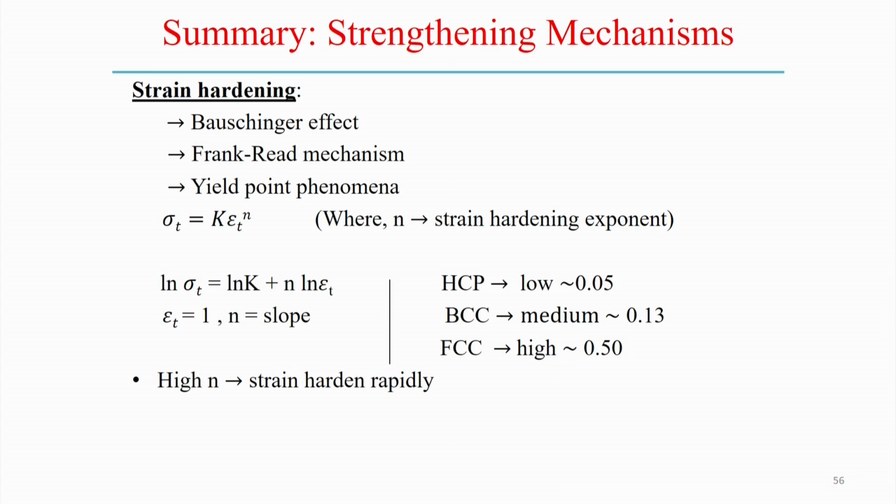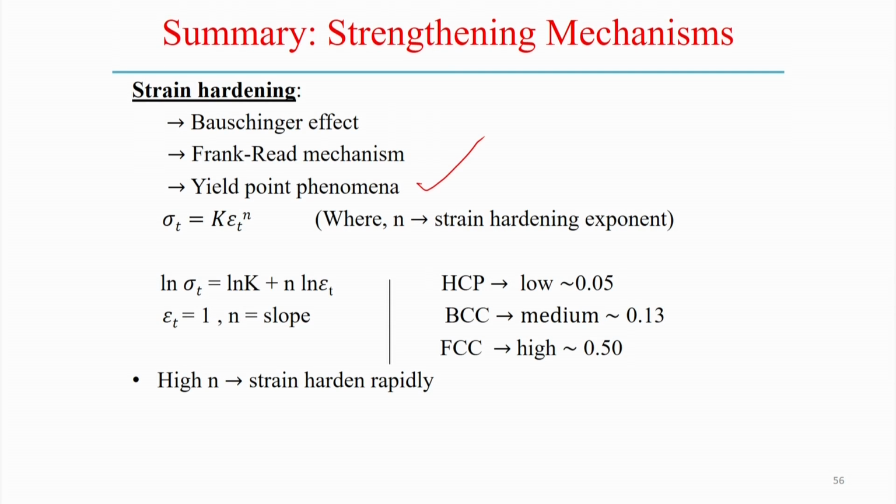Now, on strain hardening, we have discussed the Bauschinger effect and the Frank-Read source as a dislocation generation mechanism. We have already discussed the mechanism of the Frank-Read source. The yield point phenomenon we discussed mainly with reference to the presence of interstitial sites in the structure and how the energy level changes. Based on that we have explained the yield point phenomenon.